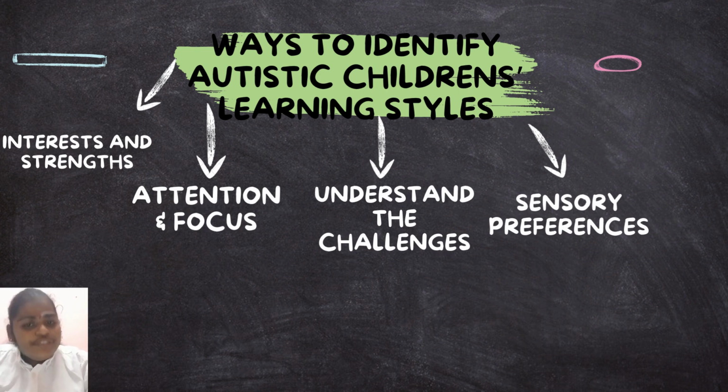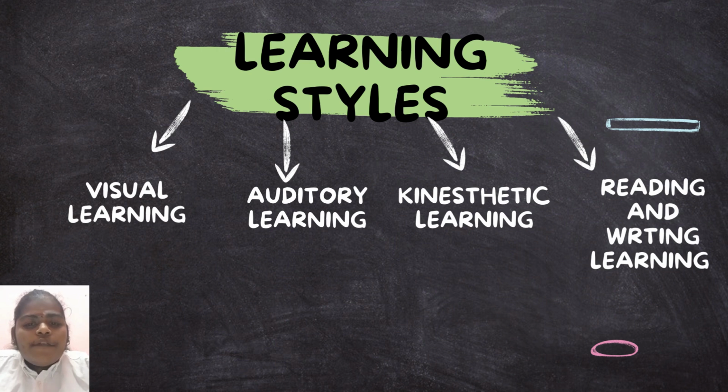So we need to find their interests and strengths, and then we need to focus on their attention, and then we need to understand the challenges that they face. Are they having trouble in reading or understanding? We need to understand that, and then we need to know their sensory preferences. Sometimes the children don't like too much loud noise, or the environment needs to be very quiet and calm. So we need to understand that. We have four styles of learning: visual learning firstly, and then auditory learning, and then kinesthetic learning, and then reading and writing learning.